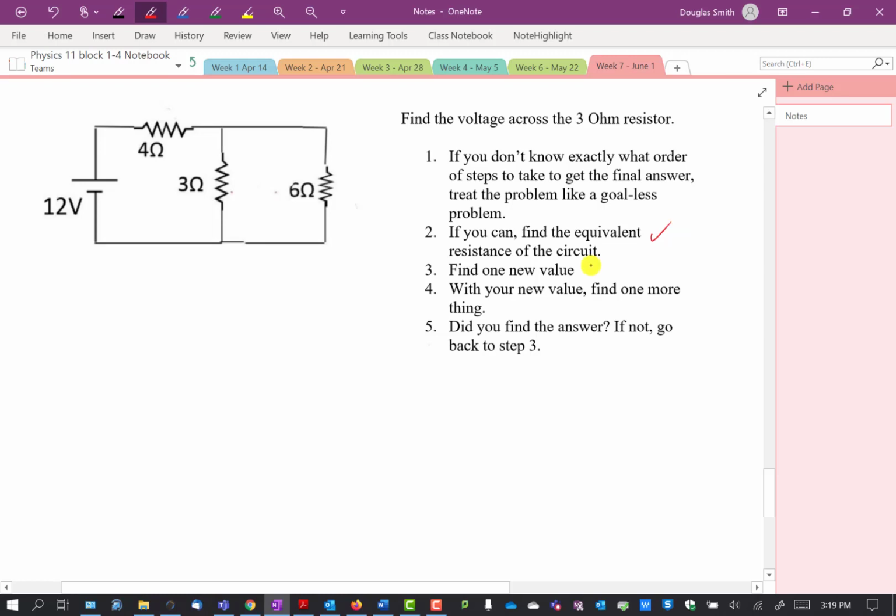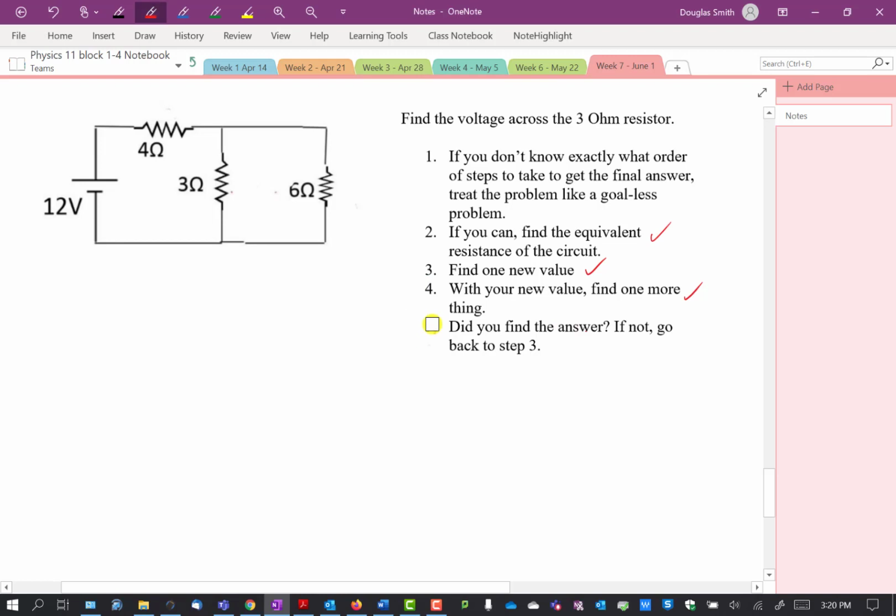Once you've done that, just find one new value. And once you have a new value, you can find one more. And if that's the answer to the question, fantastic. If not, back to here, find one new value. With that new value, find one more. Just keep seeing if you can find your answer. Treat it like a goalless problem.